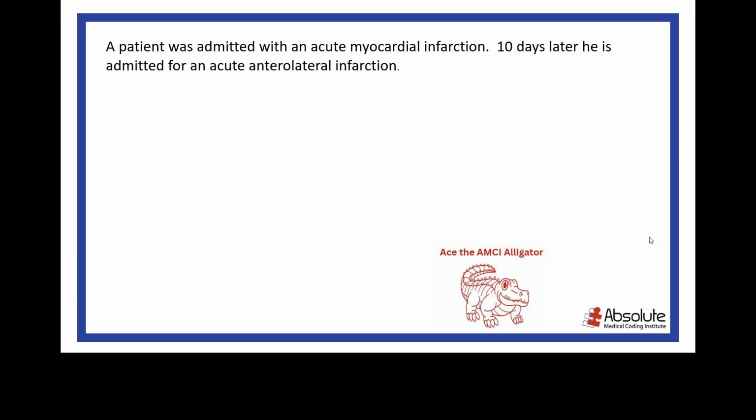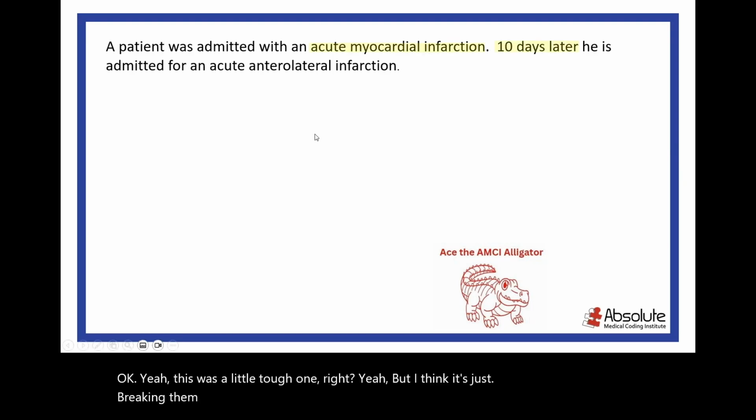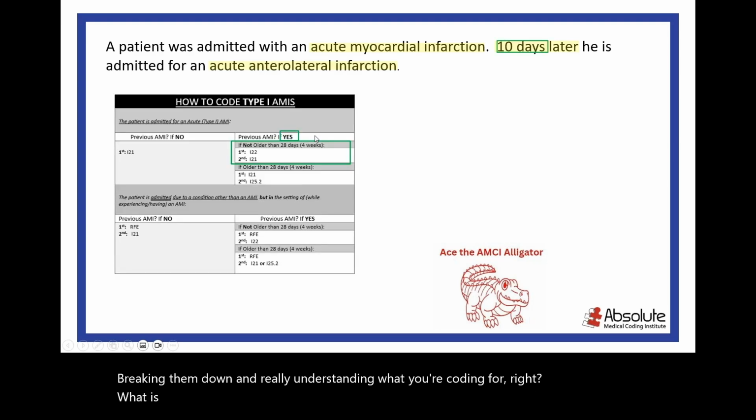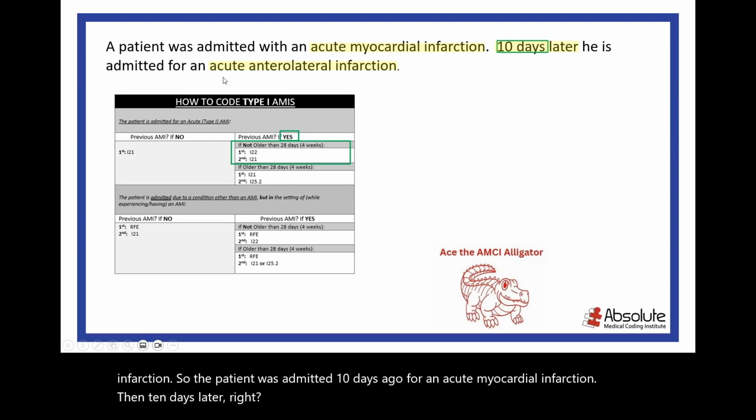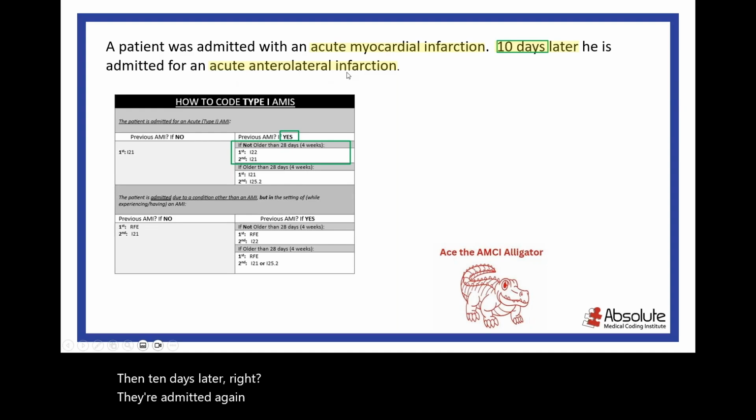Okay, yeah, this was a little tough one, right? Yeah, but I think it's just breaking them down and really understanding what you're coding for. So we have an acute myocardial infarction. The patient was admitted 10 days ago for an acute myocardial infarction. Then 10 days later, they're admitted again for an acute anterolateral infarction.